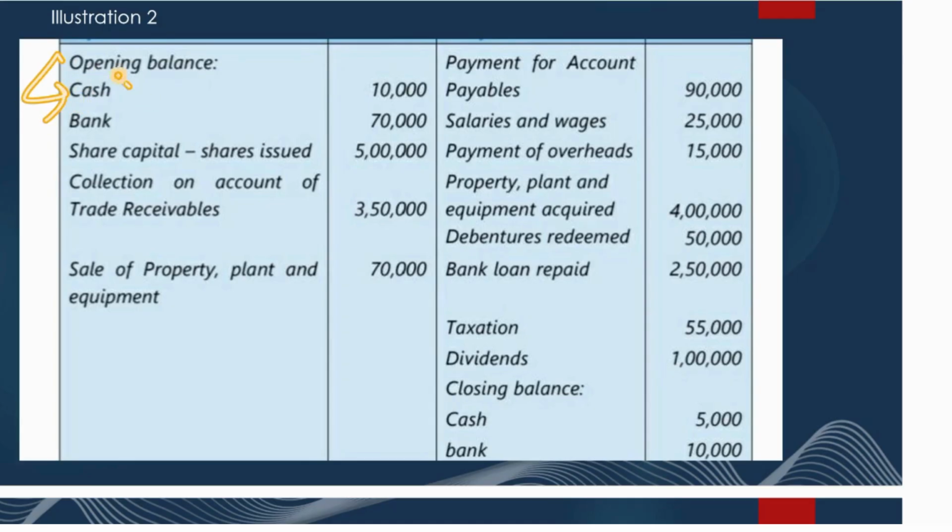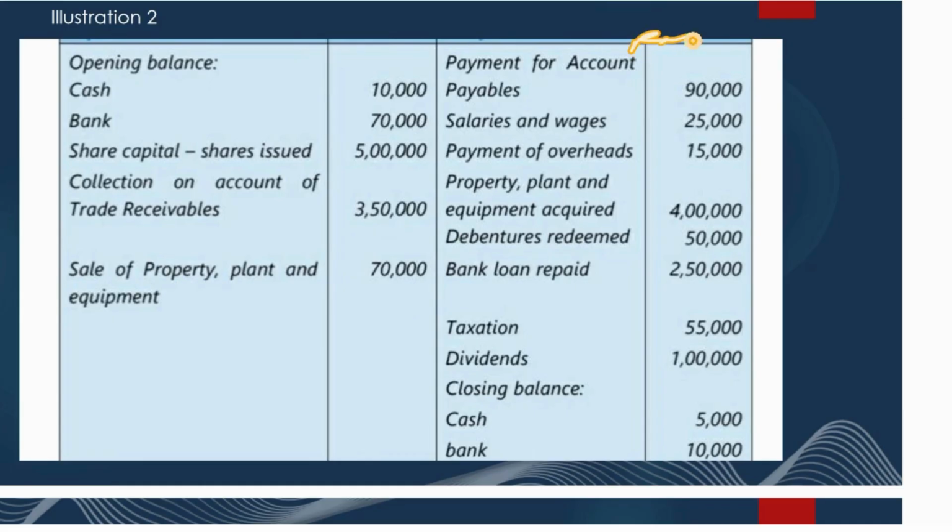Here you have been given the opening balance of cash and bank. Along with that, shares have been issued, and collection on account of trade receivables is also done. That is 3,50,000 for the collection and 5 lakh for the shares issued. So basically this is your cash inflow, right? Now the sale of property, plant and equipment is also a cash flow of 70,000.